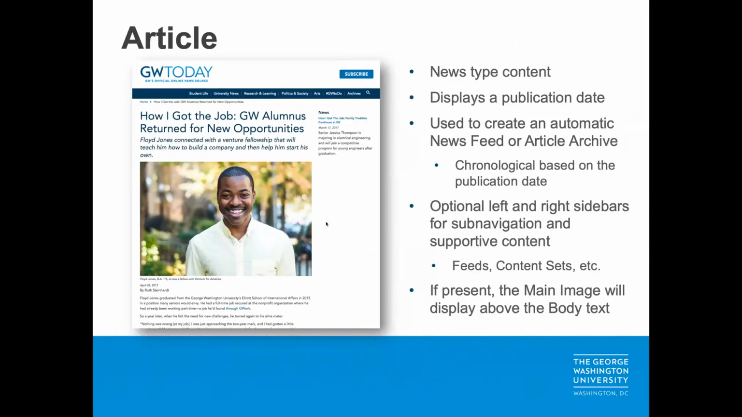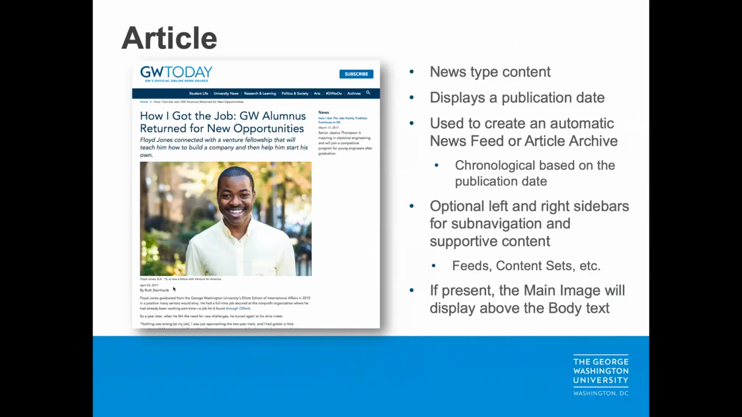It allows you to create an article feed anywhere throughout your site based off of that publication date. So if you wanted a feed of news articles on your homepage or some other subpage deeper in your site, you can do that because you've used the article page content type, and then Drupal is going to look to see what that publication date is, and it's going to generate that feed for you chronologically based off of that date.